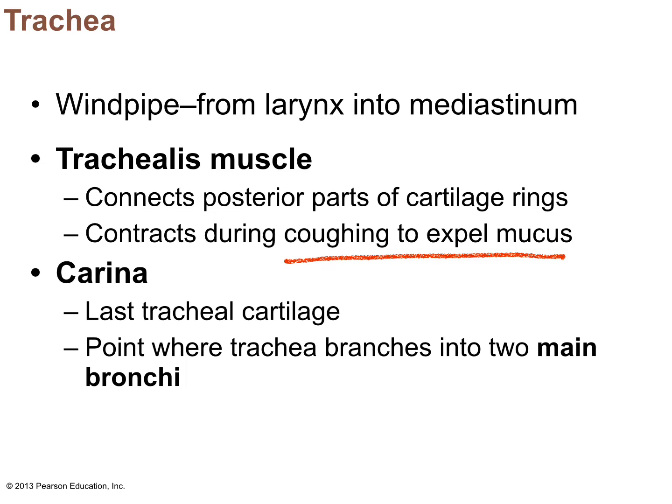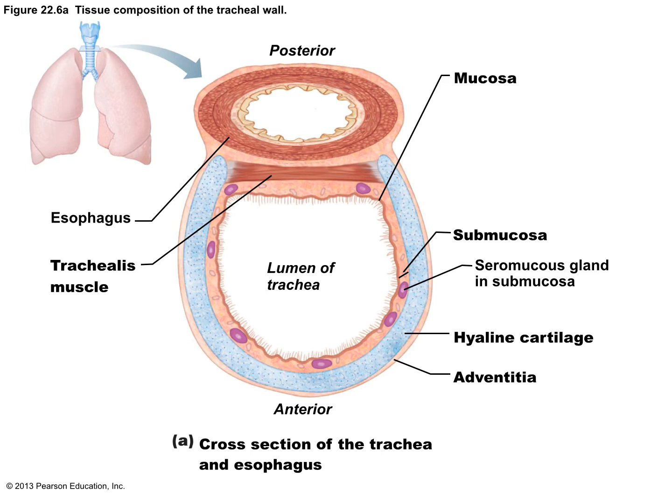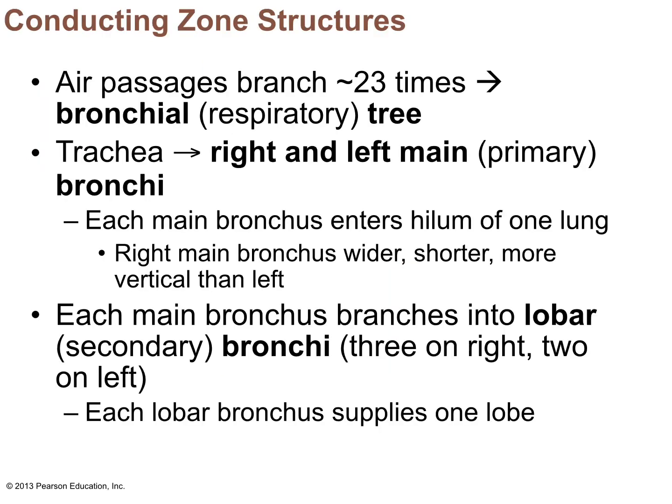The trachealis muscle will contract to expel mucus during coughing, and this muscle is located between the esophagus and the trachea. This gives you a visualization of the trachealis muscle, also looking down the throat, looking at the esophagus posteriorly and the trachea anteriorly.